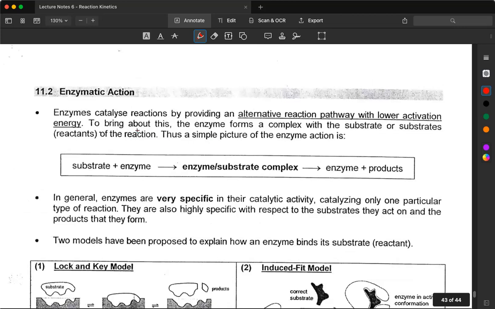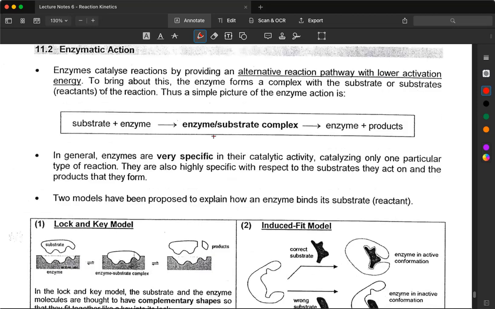Then enzymes catalyze reactions by providing an alternative pathway of lower EA. This one we learned earlier on. It's something like a catalyst, but it's a biological catalyst. But the way to do this is different. The enzyme will bind to the substrate to form an enzyme-substrate complex, and then there'll be a reaction, and then new products are formed. New products will leave the active site.